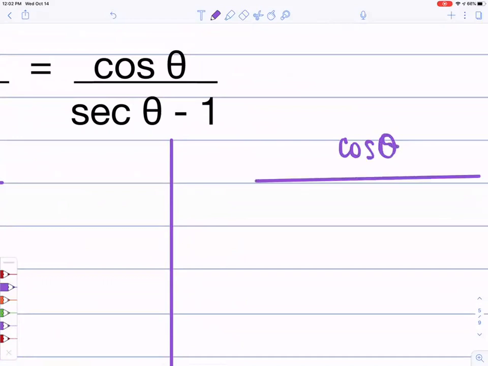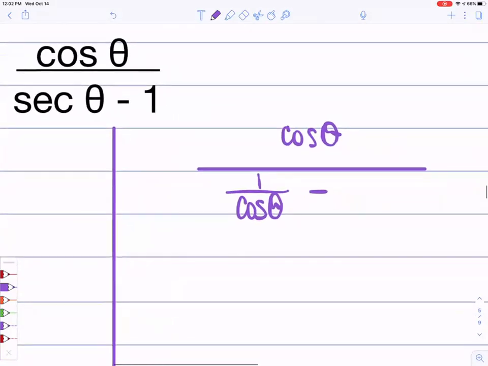All right, so let's leave the top alone. What will the bottom look like? One over cosine minus 1. But can we go ahead and get a common denominator with that instead of writing the number 1? What would I write if I were getting a common denominator? Cosine over cosine.